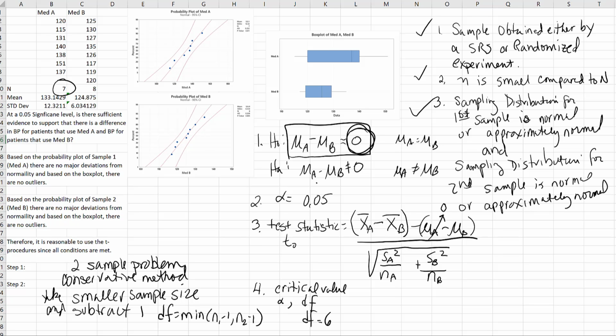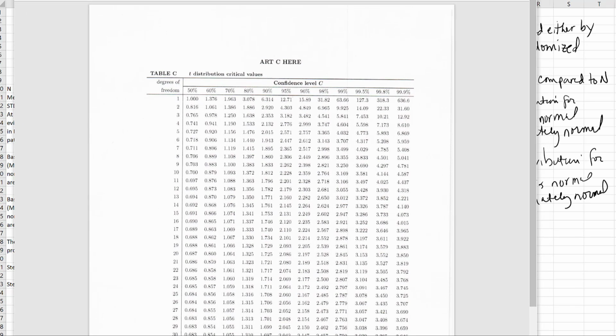My alpha in this problem is 0.05. Now to find the critical value, I have to pull up the student t distribution. So the student's t table looks like this, and this is how we find the critical value for confidence intervals. So if I wanted a 90% confidence interval, degree of freedom of 6, I would just go along here and find my critical value.